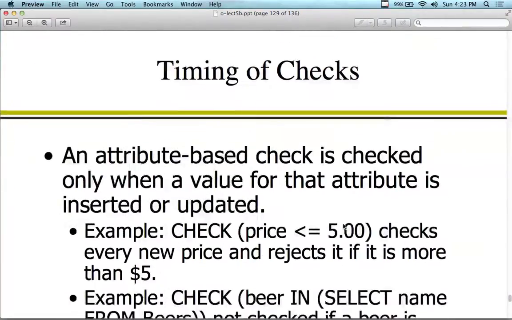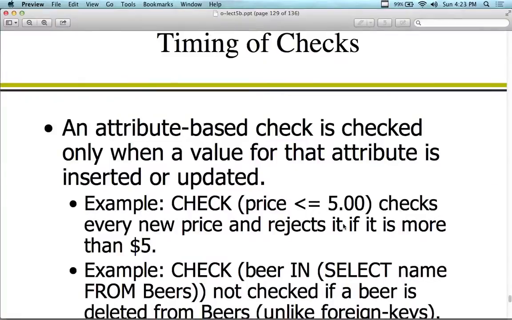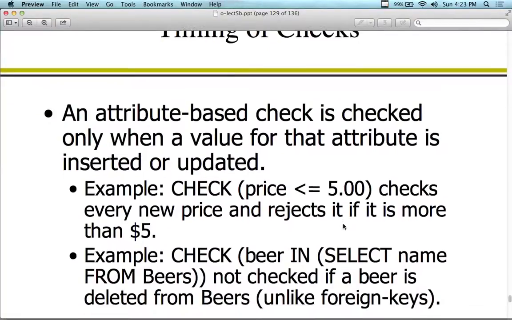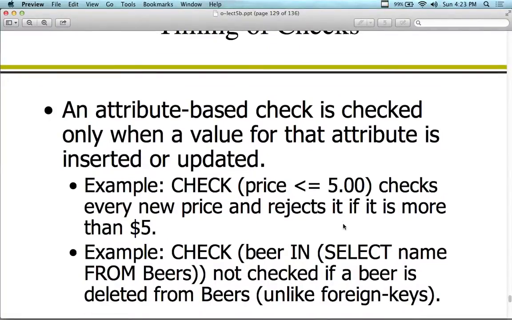So the timing of the checks. An attribute-based check is checked only when the value of the attribute is inserted or updated. If it's not being inserted, not being updated, but it already exists in the database, the check never gets performed. So you have data in this database, and you put this nice little check on it. New rows after that will have the check. All the existing rows aren't being checked. So it doesn't constantly go through and check, only on an insertion or an update.